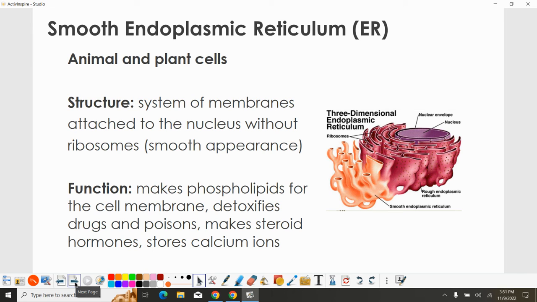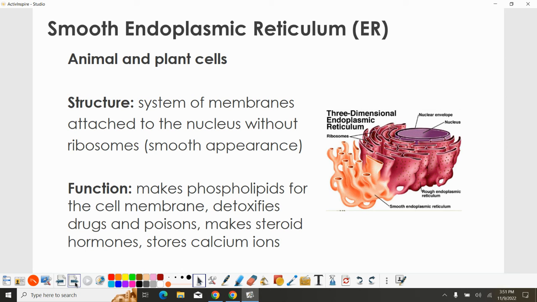Smooth endoplasmic reticulum is just like the regular rough endoplasmic reticulum, but it doesn't have ribosomes on it. It doesn't have protein factories on it, so it doesn't make proteins. It makes phospholipids for the cell membranes. It makes steroids and hormones, lipids.